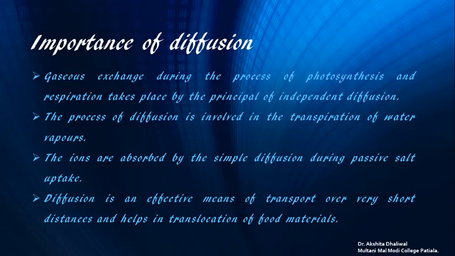Last is the importance of diffusion. Gaseous exchange during photosynthesis and respiration takes place by the principle of independent diffusion. The process of diffusion is involved in the transpiration of water vapors. The ions are absorbed by simple diffusion. Diffusion is an effective means of transport over very short distances and helps in the translocation of food material. So this is all about diffusion.